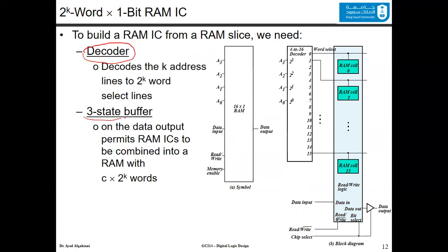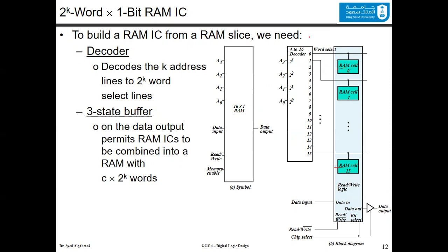And we also need a three-state or tri-state buffer. The decoder is needed to decode the k address lines to 2 to the power of k words. So for example, if you want to design a 16 by 1 RAM, the output is only a single bit. You read a single bit or you write a single bit, and you have 16 different locations. So here are the cells starting from 0 to 15, and you have a single bit per word.